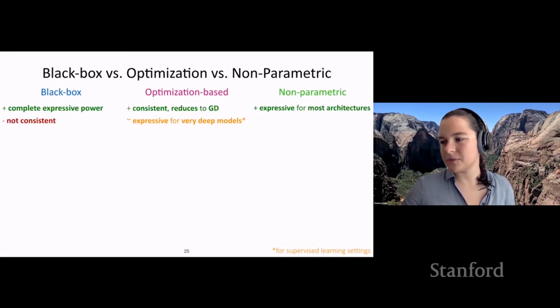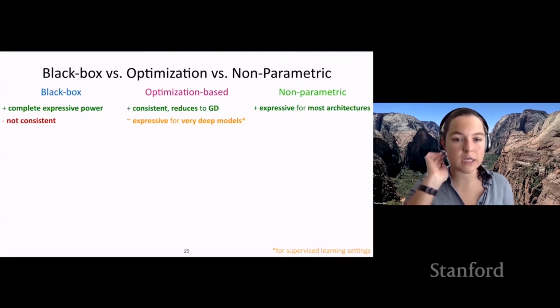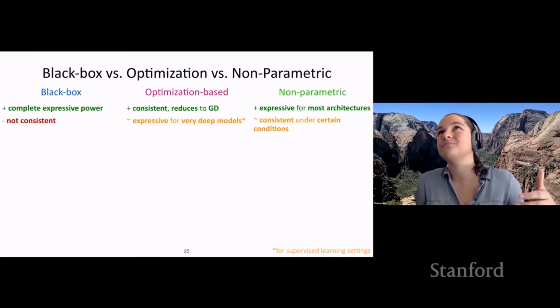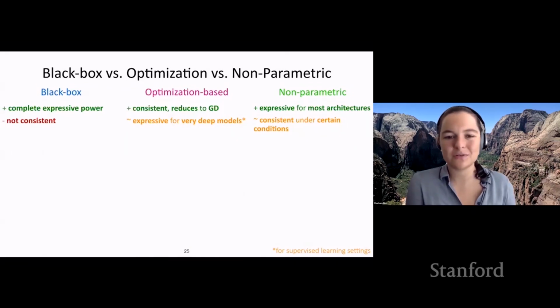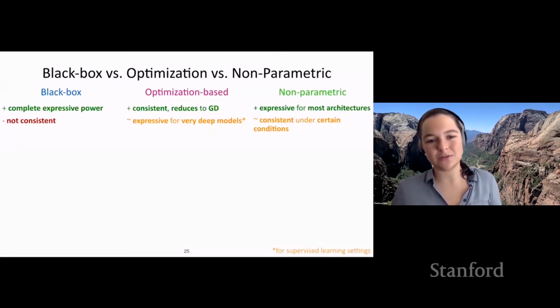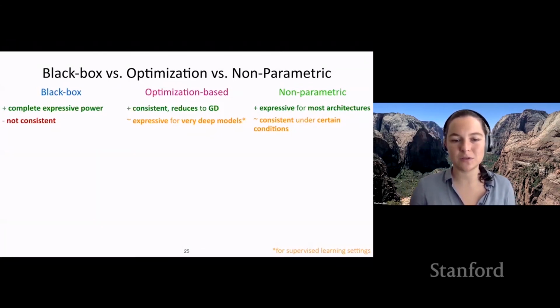And then lastly, non-parametric methods are quite expressive for most architectures that you use. The expressive power essentially depends on the architecture, and they're also consistent under certain conditions. Basically, as you add more examples, if your metric properly assigns zero distance to two examples that are the same or very similar, then you could expect giving it more training data will lead it to be more likely to produce an example that is very close to your test example. Okay, so that's an analysis of these three methods along those two axes.